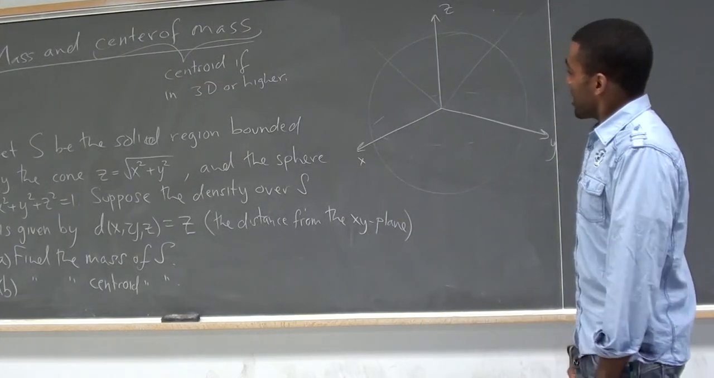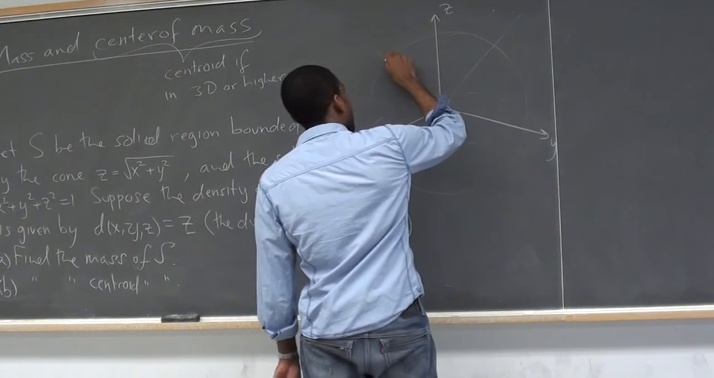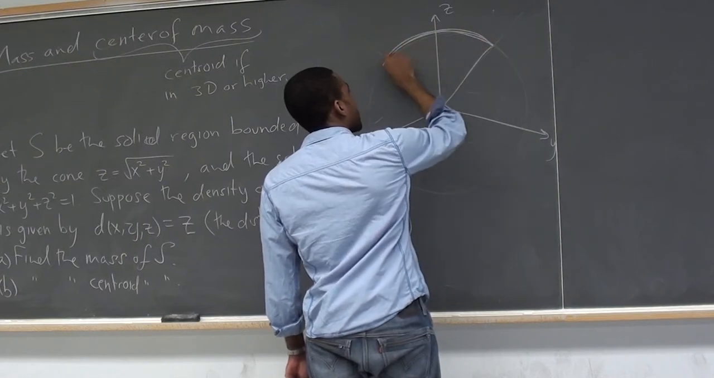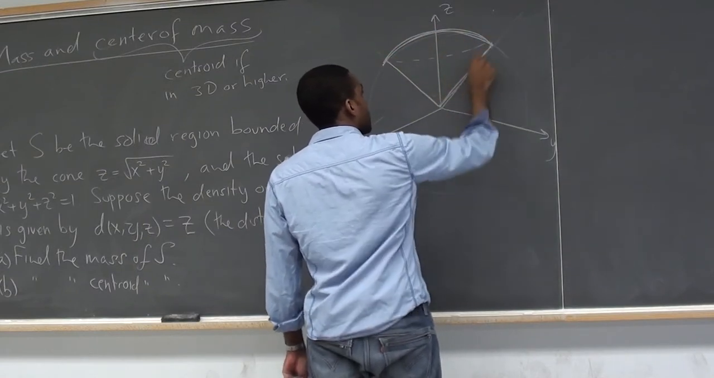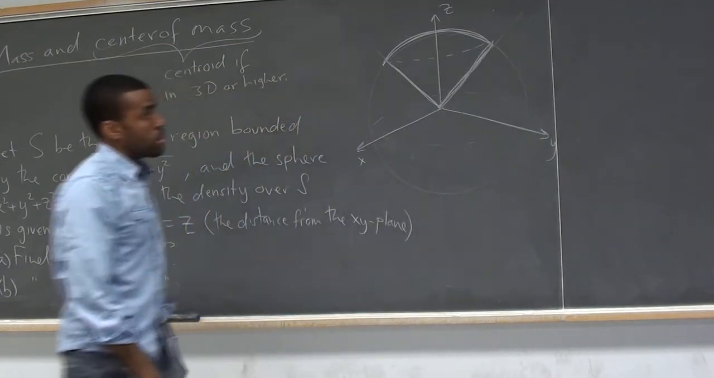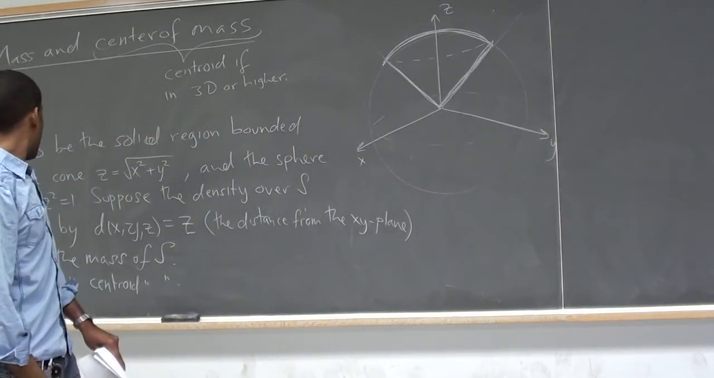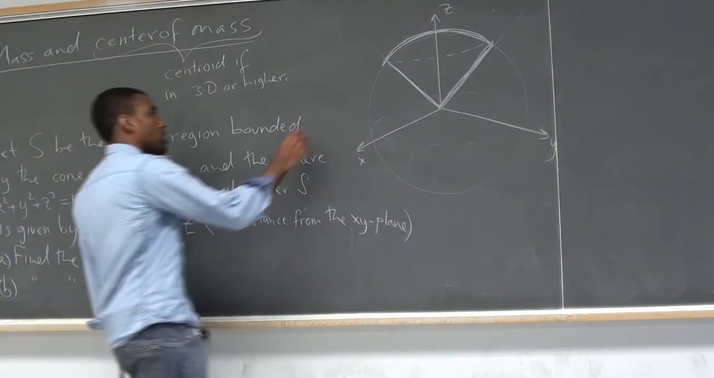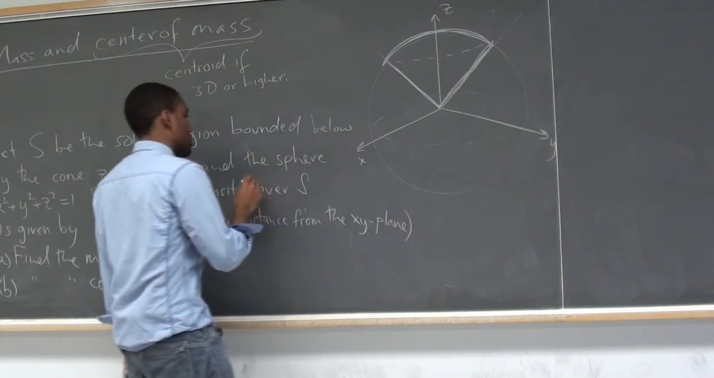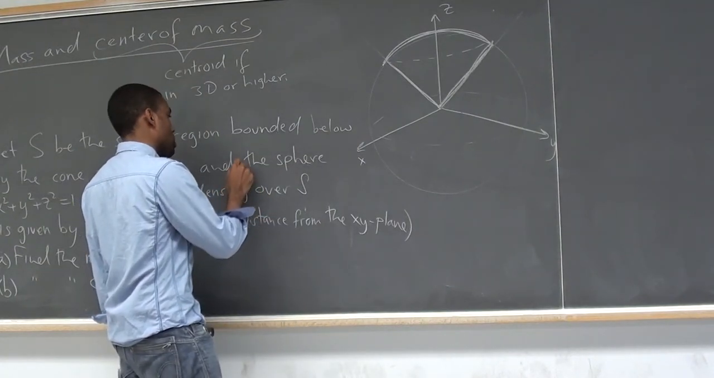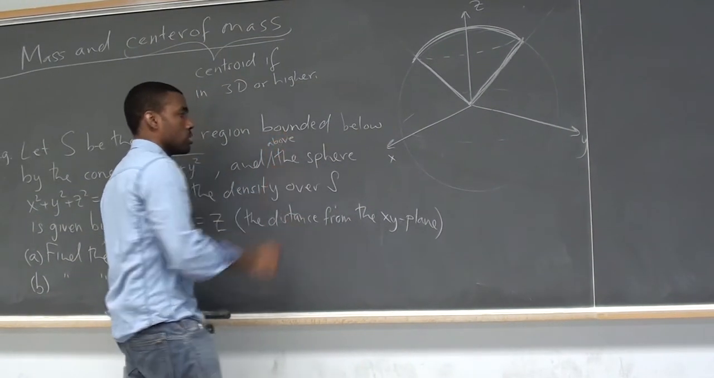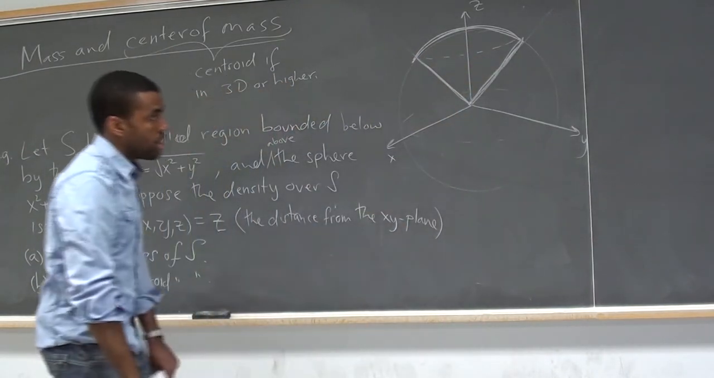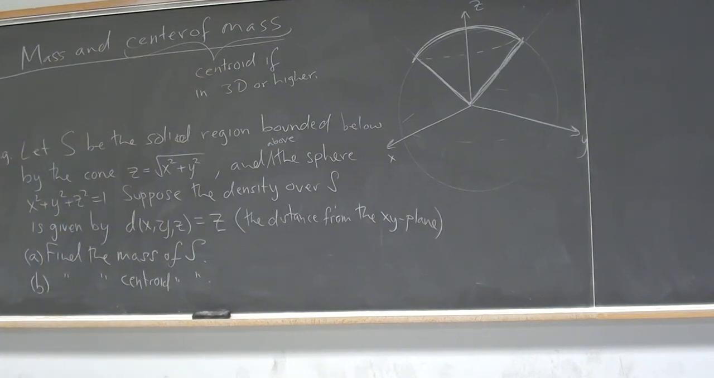Okay. All right, so the actual region that we care about is this part here that sort of looks like an ice cream cone. That's actually the part that we're talking about. So it's bounded below by the cone and above by the sphere, to be more specific. So the bottom part of our solid is the cone, the top part is the sphere, and I actually want to compute the mass and center of mass of this solid.